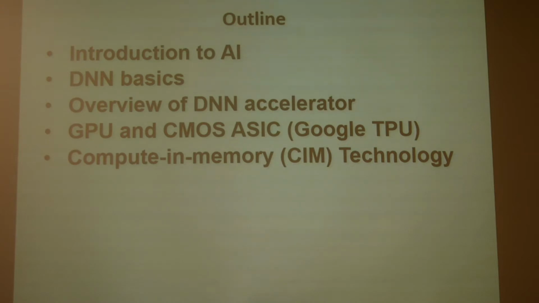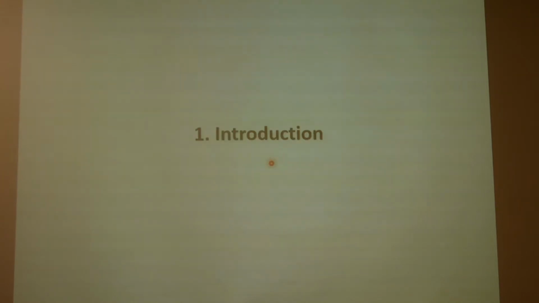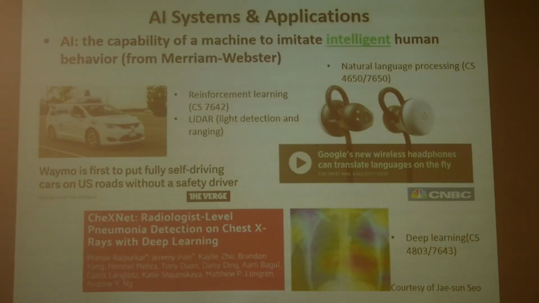And in the third part, I will talk about some specific types of accelerators and give you an overview of those DNN accelerators. In the fourth and fifth parts, I will pick some specific accelerator designs to discuss, such as the graphics processing unit, the CMOS ASIC Google TPU, and the new technology called computing in memory. So first is the introduction.